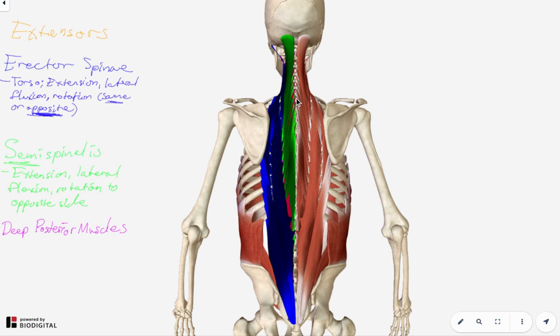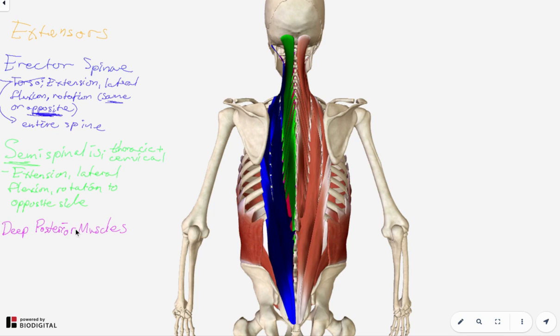All the fibers are running from superior medial attachments to inferior lateral attachments. So when they contract, they're going to rotate to the opposite side. And clarification, this goes for the thoracic spine and the cervical spine. So this is true for all of them. This should include the neck too. So the entire spine.